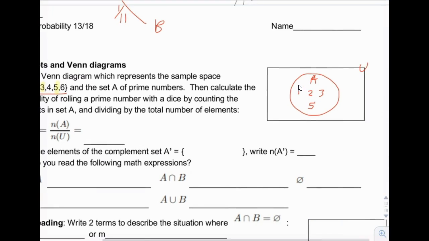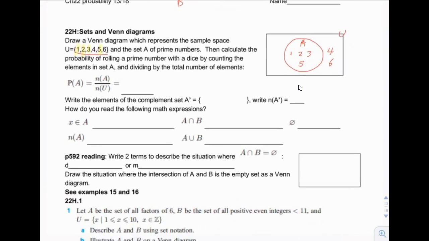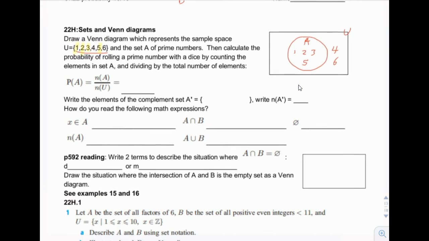Inside the rectangle U, there's all the numbers 1, 2, 3, 4, 5, 6. 1, 2, 3, 5 are both in U and in A. The other two numbers, 4 and 6, are not in A, but they are in U. So you draw something like that to represent U and A in this case.